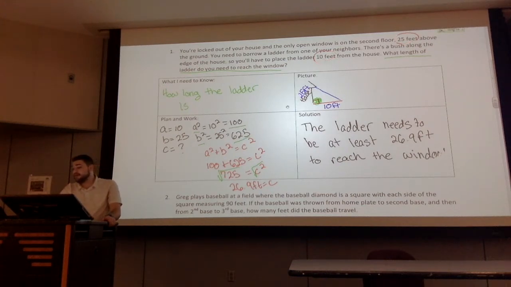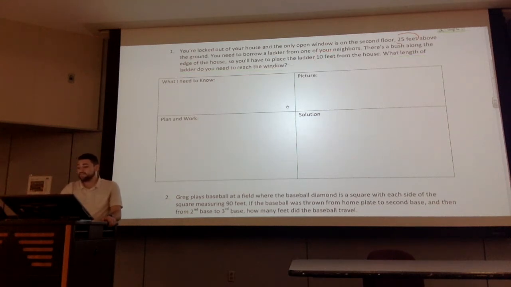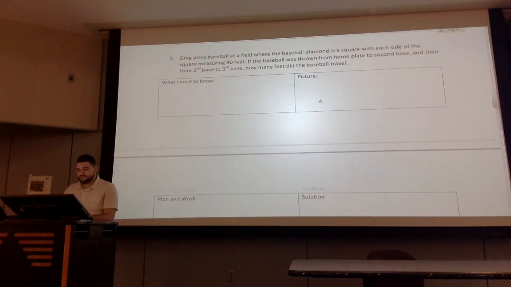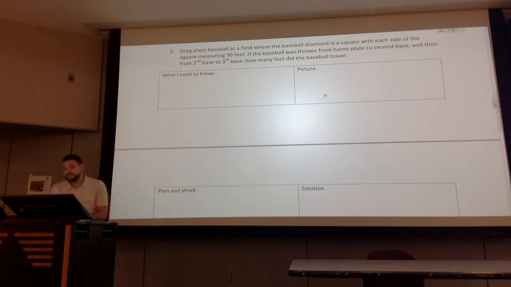So now that we've done a problem together, we're able to take this and apply it to another type of problem. So now let's try the second problem together. The second problem reads, Greg plays baseball at a field where the baseball diamond is a square, with each side of the square measuring 90 feet. If the baseball was thrown from home plate to second base, and then from second base to third base, how many feet did the baseball travel?